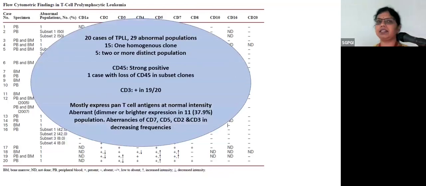From a series of 20 cases, we can see that the majority have a homogeneous clone, but you may have 2 or more distinct populations, as you might have witnessed yesterday in Dr. Jasmita's talk. There can be biclonal populations in CLPDs also. Usually CD5 is strongly positive, but you can have cases which lose CD45. CD3 may be weak, or it may also be lost in a small proportion of cases. Most express pan T cell antigens at normal intensity, and there can be aberrancies in decreasing frequency of 7, 5, 2, and 3.